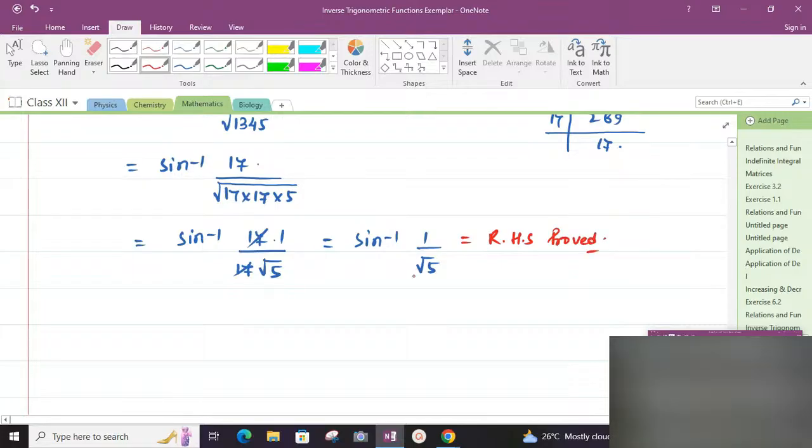So this is question number 16. Hope there is no problem understanding the solution of question number 16. Let's see once again.